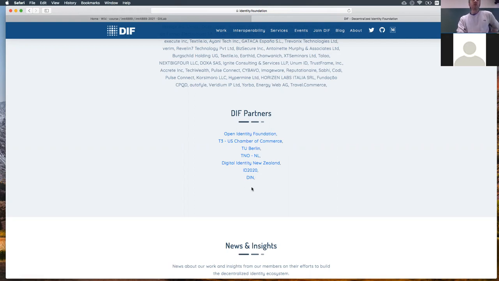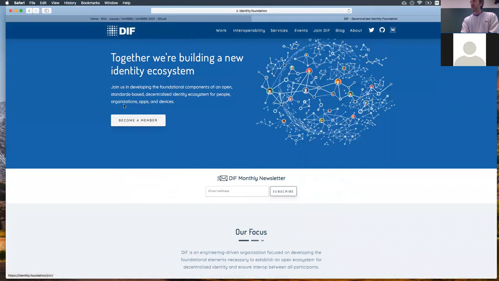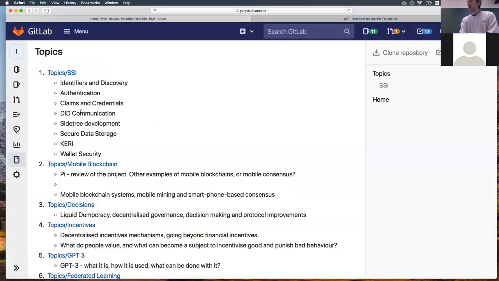We were trying to do that from NTNU, but there is a chain of command, and it's really time consuming to get the signatures and approvals. So we're trying to have NTNU listed here, same as Technical University Berlin and TNO from the Netherlands. We want NTNU to be present, but yeah, that will take some time. So currently we're doing all the work through DIN. Yeah, so that's the first topic.